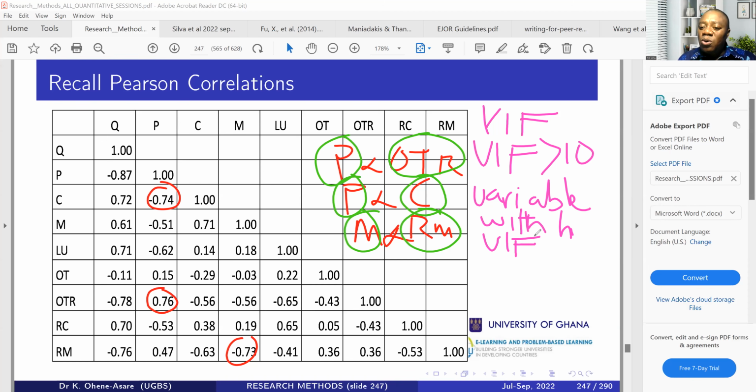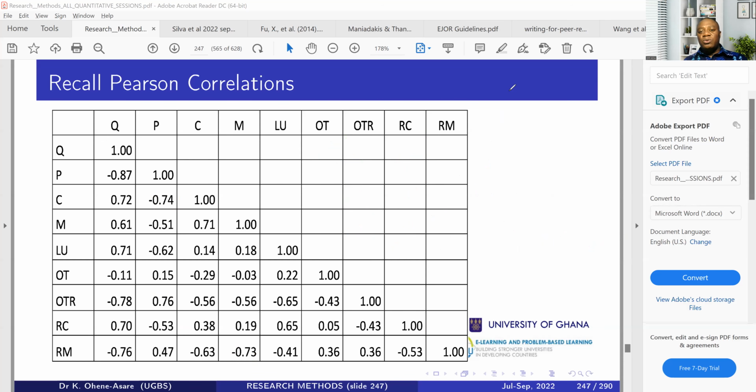So what we have to do is look at the variance inflation factor between P and OTR, between P and C, between M and RM. When we look at the VIF of them, we will be able to determine which one may be deleted. Now, I will always calculate the VIF and give it to you. For each independent variable, I will calculate their respective VIF and show you how I got it.